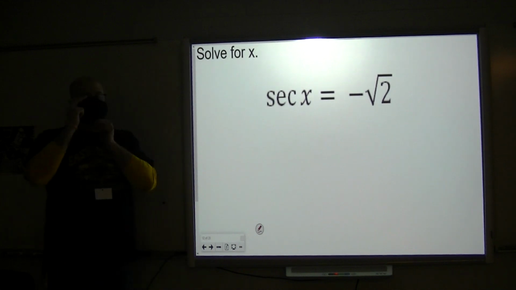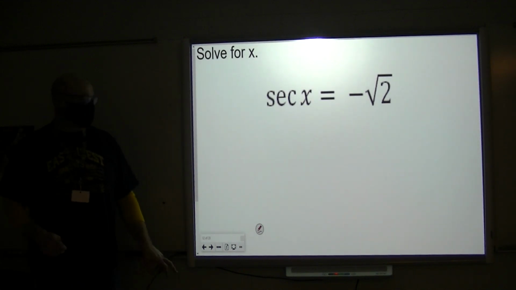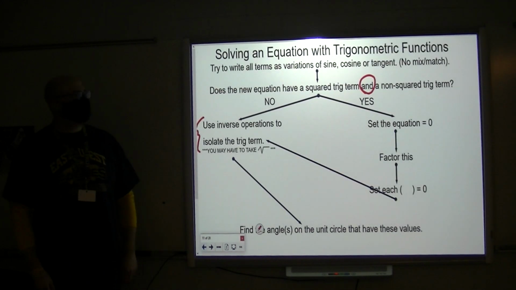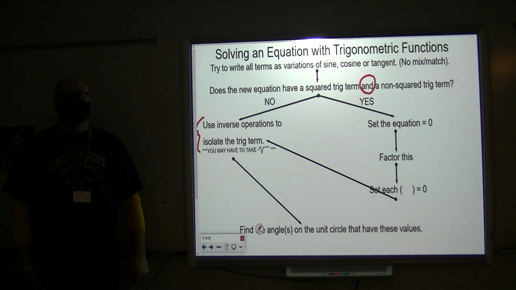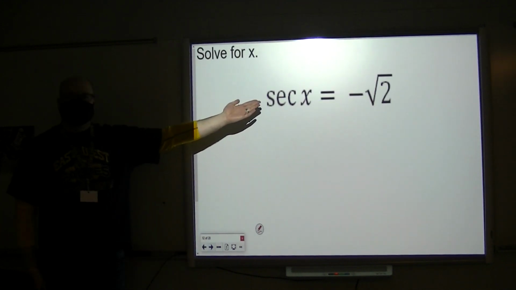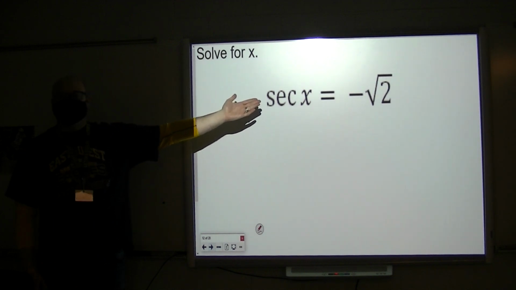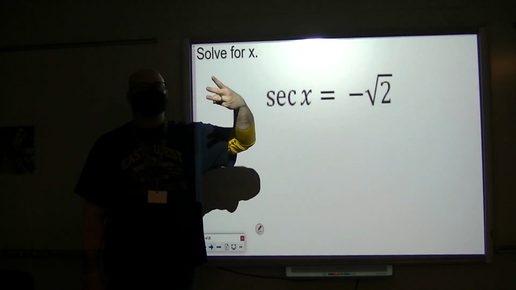Secant x equals negative radical 2. Solve for x. Here's our procedure. Try to write all terms as variations of sine, cosine, or tangent. That's not a sine, cosine, or tangent. So let's replace it with its equivalent form in one of those three options, right?